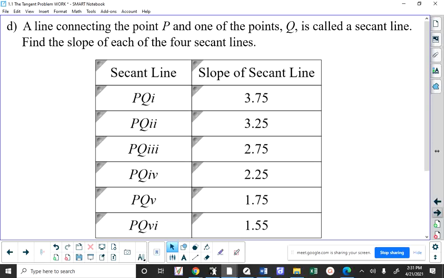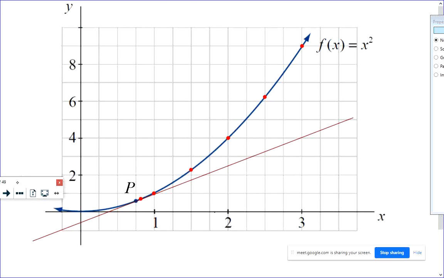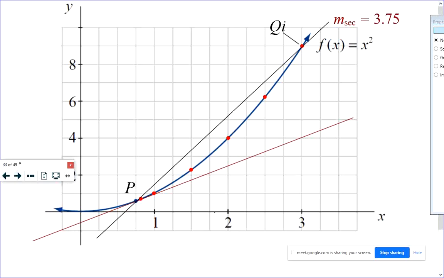So, what does this mean? And this is a visual thing that I'm going to show you here. So you need to follow along up here. It means that the slope of secant line PQ1 is 3.75, and clearly the slope of that secant line is not the slope of the tangent, right? These two lines have different slopes.